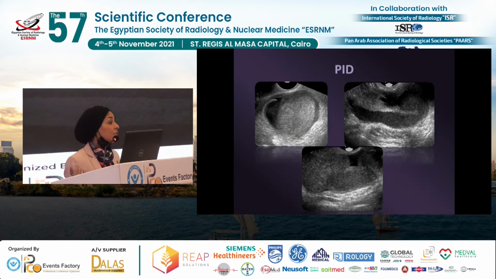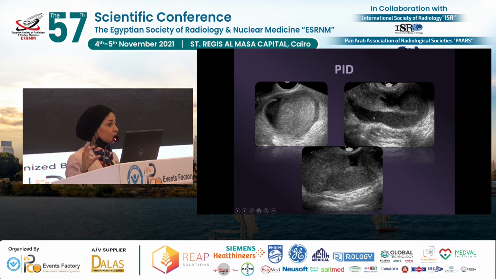And then we have the PID. The PID is usually a disease of exclusion. If you have the classical full-blown picture of fever, foul-smelling discharge, the pain, and then you would find these cysts here. How would you differentiate it from a hemorrhagic cyst, and how would you differentiate this tubal distension from hematosalpinx?